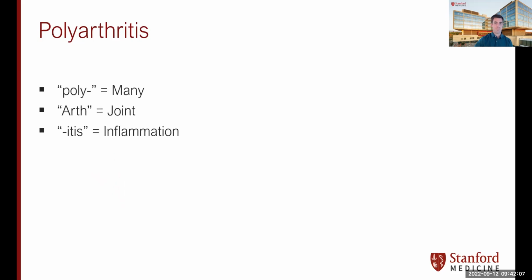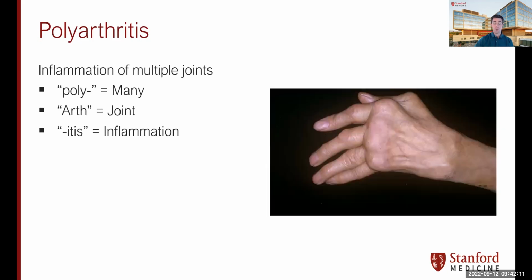Yes, this is perfect. So poly is many, arth is joint, itis is inflammation. So we talked about this before, about the difference between a polyarthritis, oligoarthritis, monoarthritis, right? So a monoarthritis is one joint and tends to be suggestive of a singular joint issue, either trauma, like a hemarthrosis in a single joint, or an infection. So septic arthritis tends to involve just one joint.